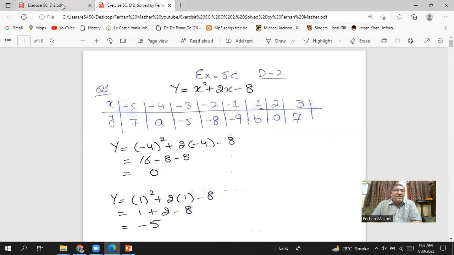Okay, the next question is they want you to draw this graph. So I will take a graph paper and I will make a grid on it. You can see that the values of x are going from minus 5 up to 3. So the values of x are negative and also positive. In negative, they go up to minus 5, and in positive, they go up to 3. And the values of y are positive up to 7. The maximum value on the positive side of y is 7, and the minimum value of y is minus 9. So according to this, I will draw a grid.